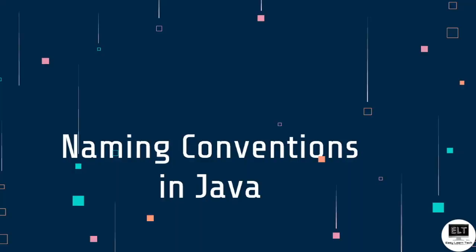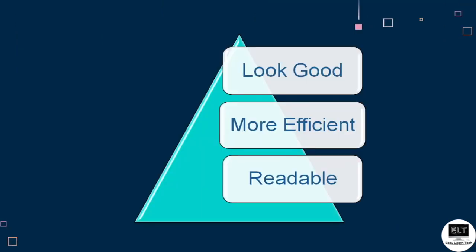Today, in this video, we will learn about naming conventions in Java. If we talk about good programming, we should follow some specific standards to make your code look good, more efficient, and more readable. Let's say, if you are making a software which is optimized and has a lot of stuff, so to make your code readable, you should follow some rules. One of these rules is naming convention.